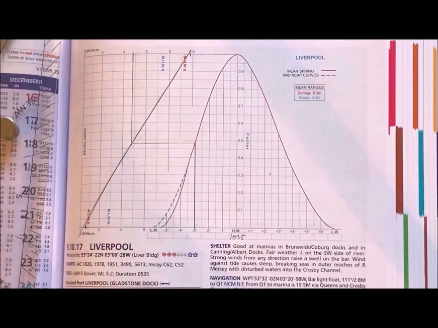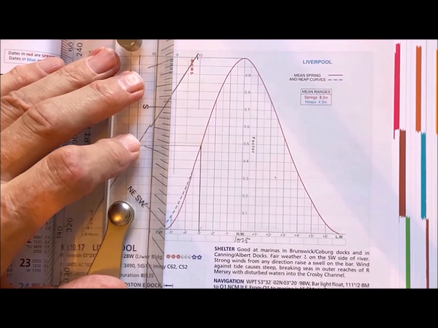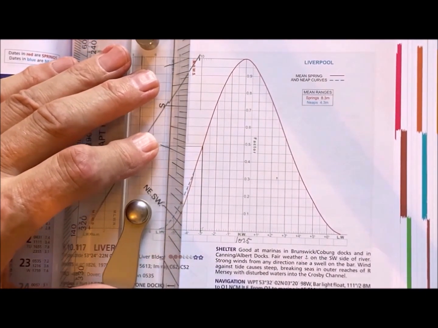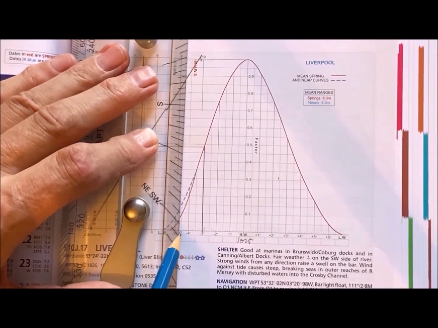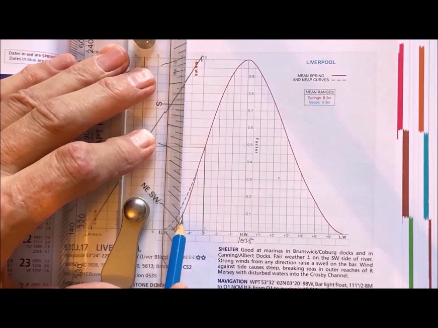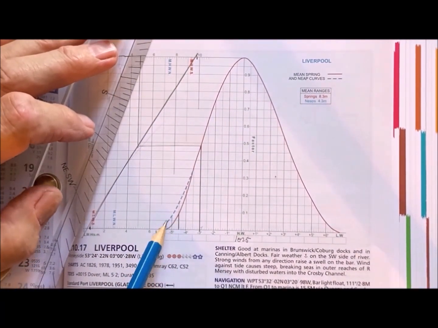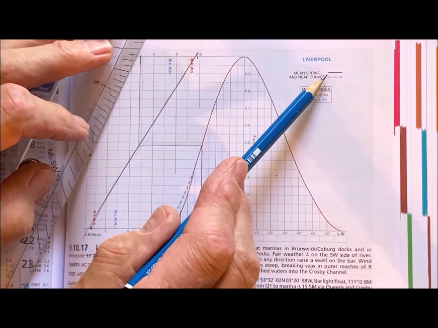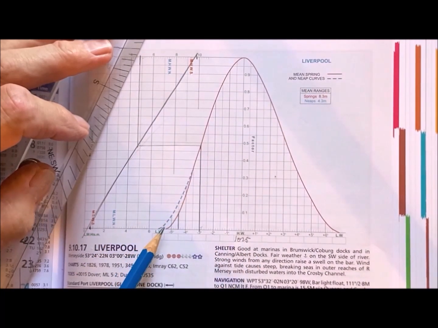Well, let's say it was 4 hours before high water, 4.5 hours. There we are, we're on this line here. So we go up to the line. Now this is interesting because you notice there are two lines here. There's a thick line and a pecked line. Well, the thick line is for the mean spring tide, and the pecked line is for a neap tide.